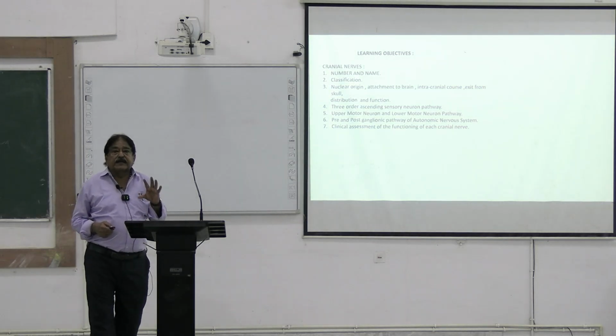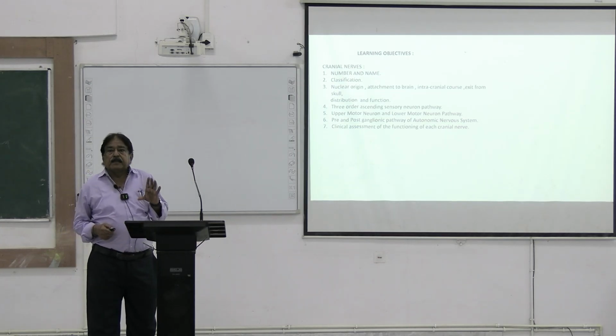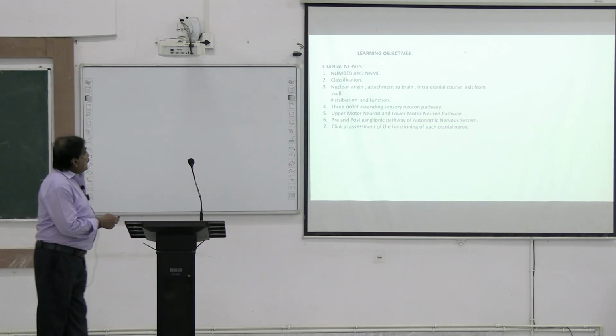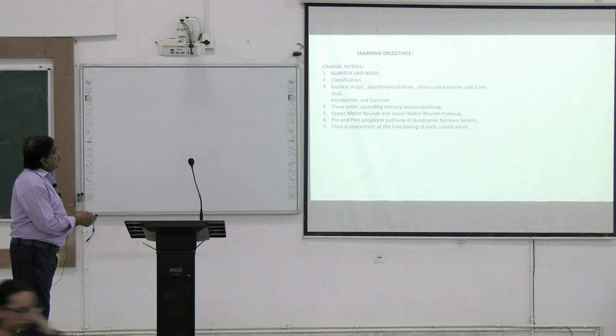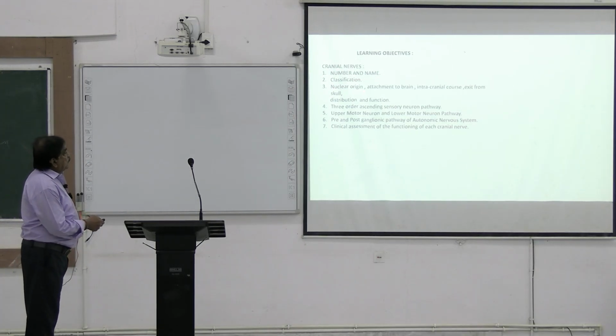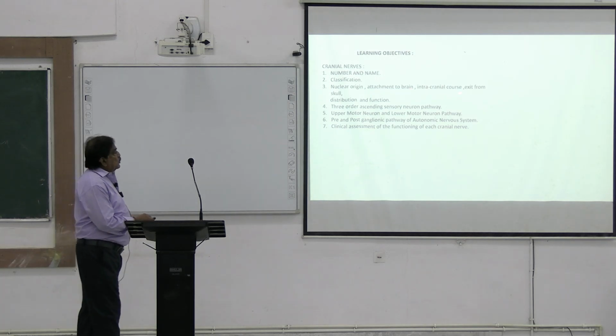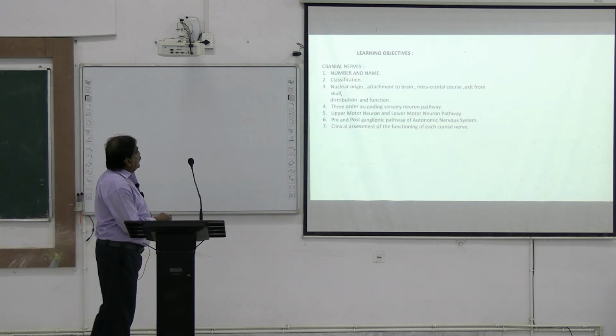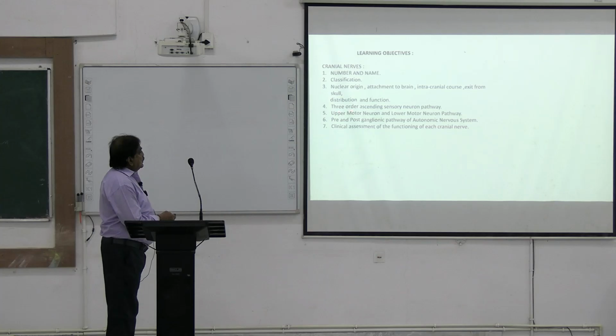This component is very important. Again, I repeat: cranial nerves, number and name, classification, nuclear origin, attachment to the brain and intracranial course, exit from skull, distribution and function. Three-order ascending sensory neuron pathway, upper motor neuron and lower motor neuron pathway, pre- and post-ganglionic pathway of the autonomic nervous system. Clinical assessment of the functioning of each cranial nerve.